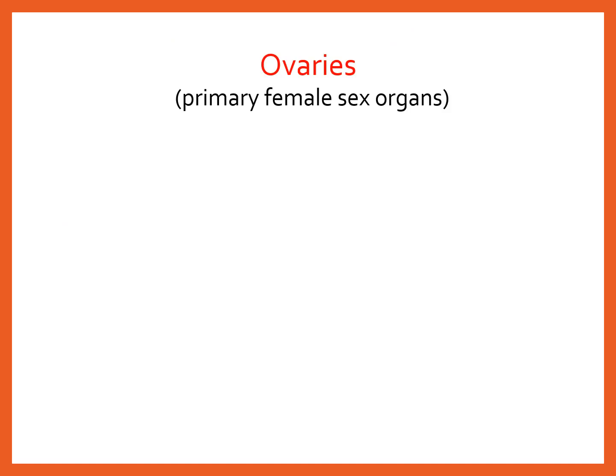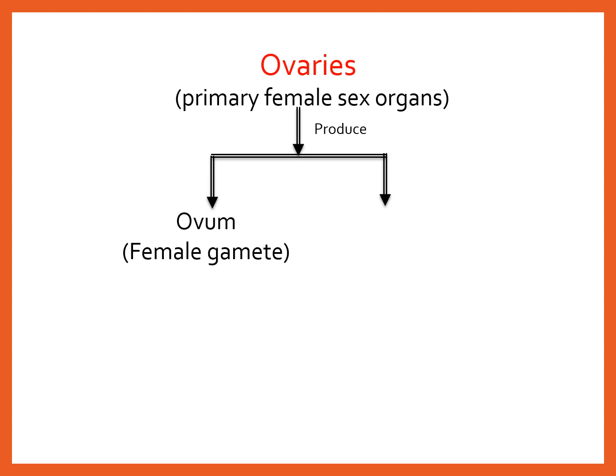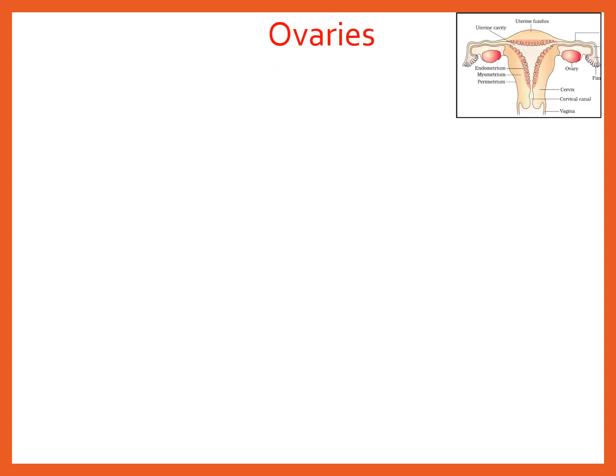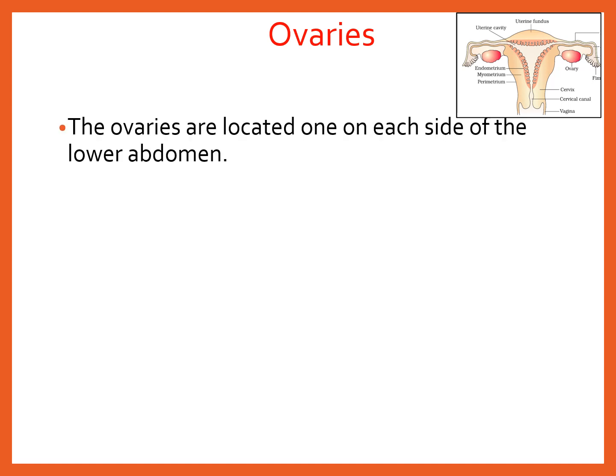Ovaries. Ovaries are the primary female sex organs. So in case of male, it is testis, and in case of female, the primary sex organ is the ovaries. Ovaries produce ovum, which is the female gamete, and the ovarian hormones, which is the progesterone and estrogen. Now let's see about ovaries in a little more detail.